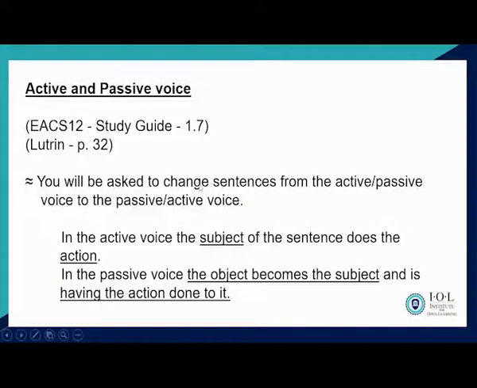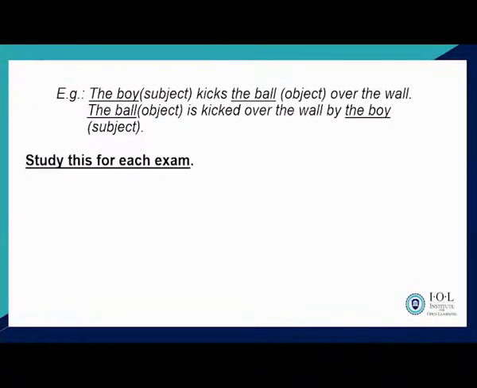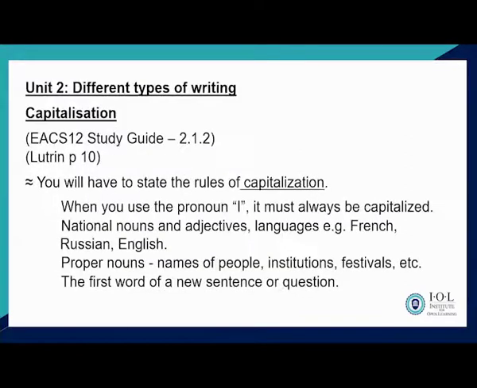In the active voice, the subject of the sentence does the action. In the passive voice, the object becomes the subject and is having the action done to it. For example, the boy, the subject, kicks the ball, the object, over the wall. The ball, the object, is kicked over the wall by the boy, subject. Study this for each exam.